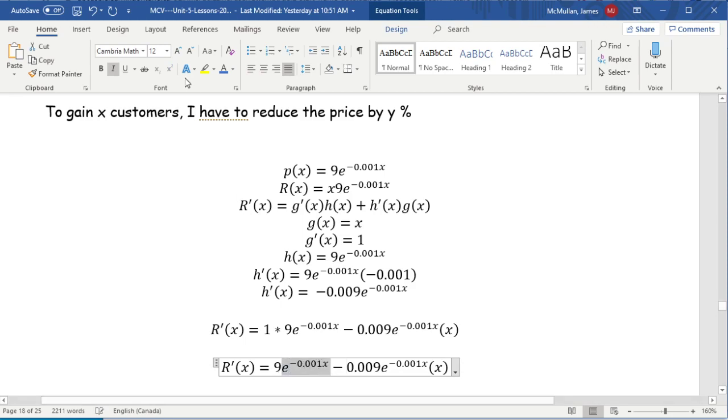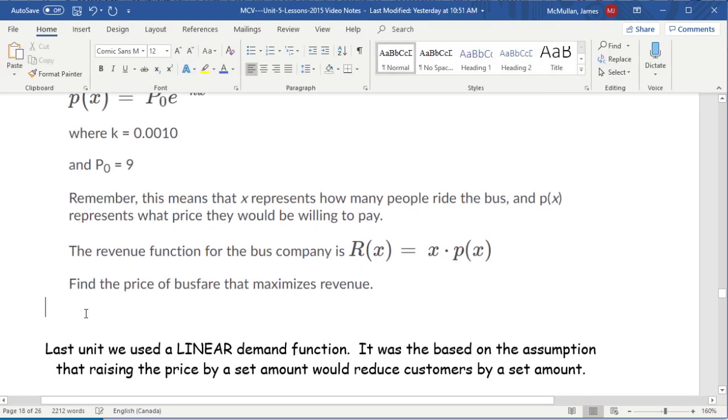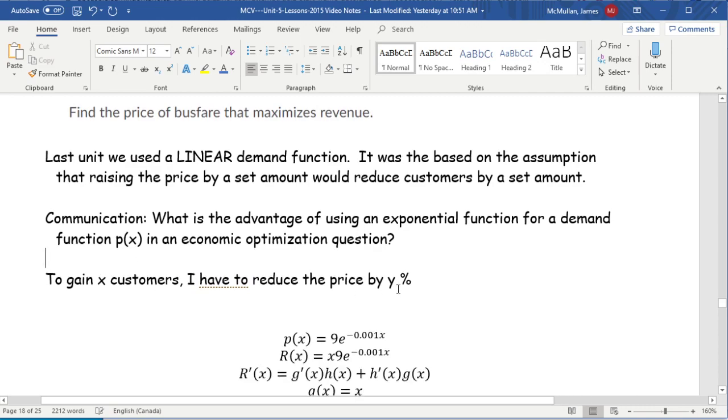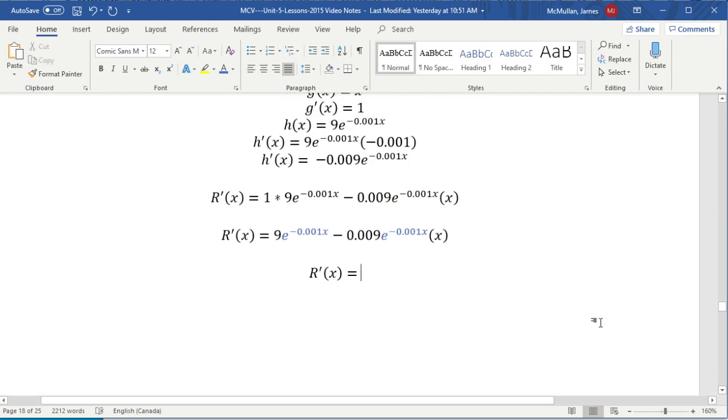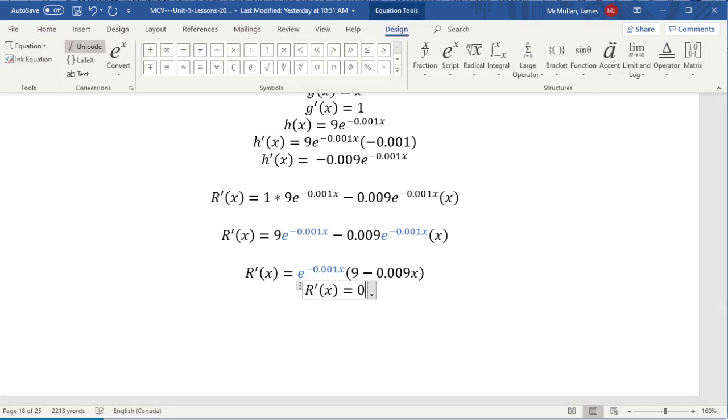Now I notice that this e and this e are common to both sides, therefore they can be factored. So let's factor it to the front. What will be left when we're done is a 9 minus something. So let's bring this common factor to the front. What is left of the left side is just a 9. What is left of the other side is 0.009x.